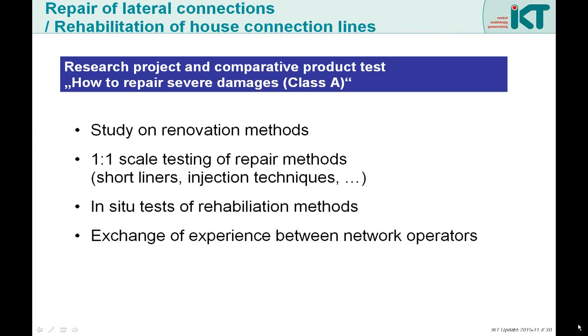What we are looking at is the question, how can we repair severe damages? We call them Class A damages, in that very pipeline that connects the main sewer to the house. The budget is more than 1 million euros, and this includes a study on renovation methods, one-to-one scale tests, as well as in situ tests, and of course, the exchange of experience between network operators. The test has been open to international participants, so if you as a municipality want to take part, you are more than welcome. Just let us know.